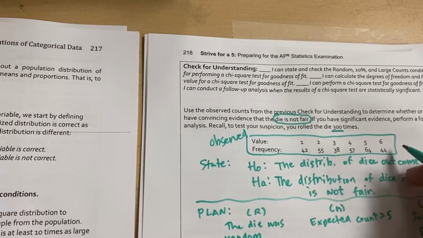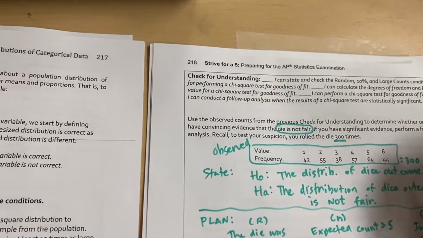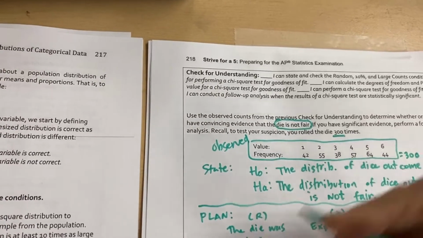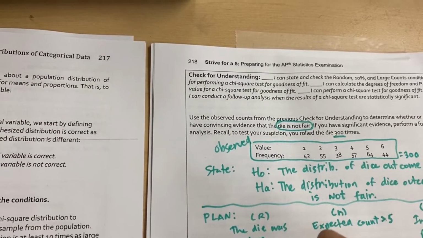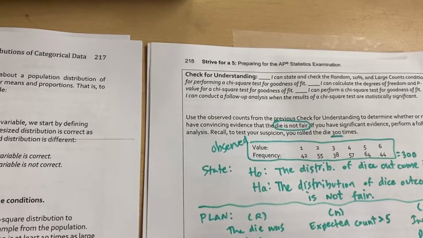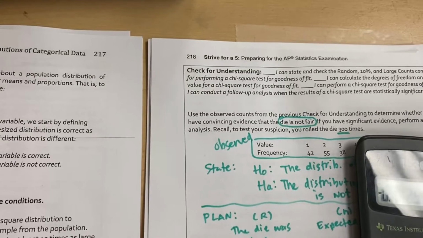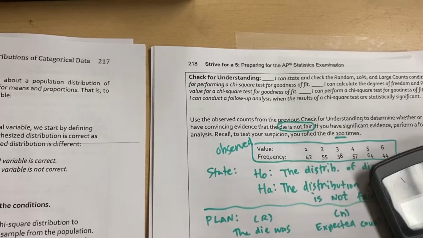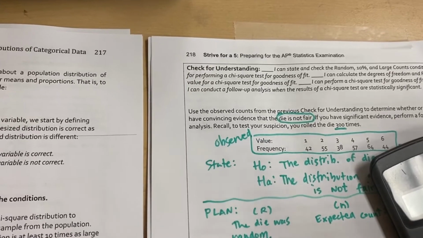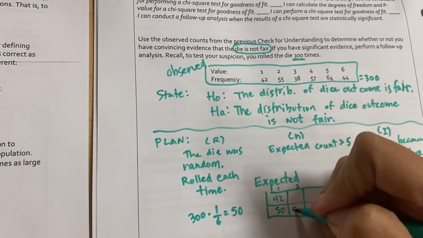What would we expect? Well, if you rolled it 300 times in total, wouldn't you expect equally each time? So to get expected, we just take 300 times 1/6 because there's 6 possible outcomes. Okay. So if it was a fair die, we actually know we should get slightly different each time, but we should expect 50 each time.